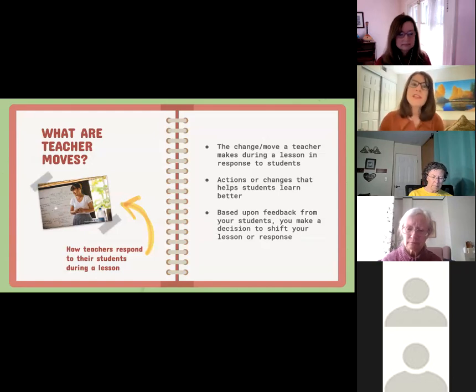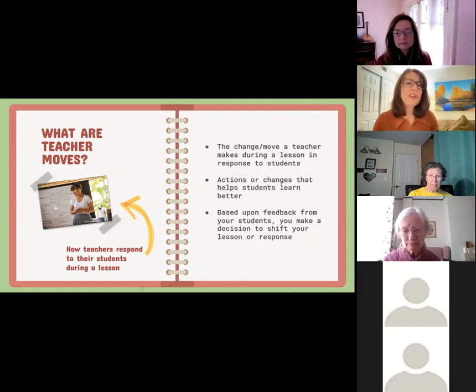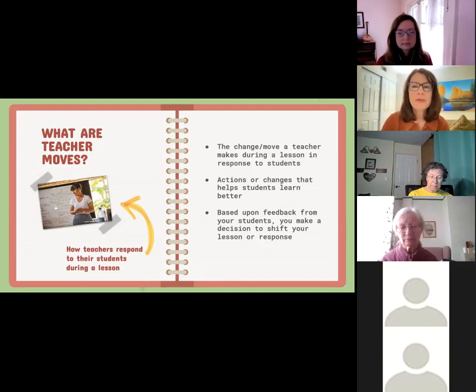And that information isn't always verbal. It's not always something that we ask them and they verbalize, but they can tell us things with their body language, with the way they respond or with the way they don't respond, what we might need to do differently to help them. And based on that feedback, we make a decision to shift or do something in our lesson as a response to help improve our students' learning. So today I just want to share a little bit about teacher moves and what that looks like.